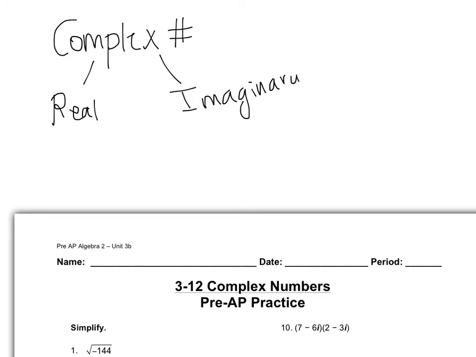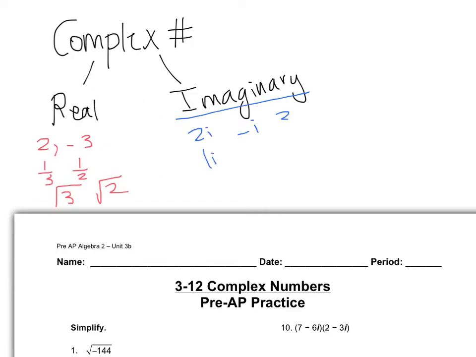A real part is usually all the numbers that you've been working on, like a natural number, for example, 2, or an integer like -3, or it could be a rational number like the fraction 1/3 or the fraction half, or it could be an irrational number like the square root of 3 or the square root of 2. An imaginary number is something new, for example 2i, 1i, -i, 3i.